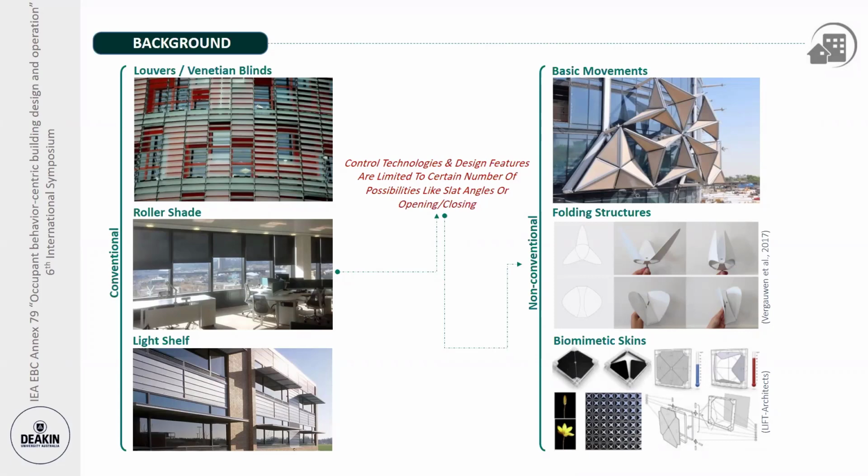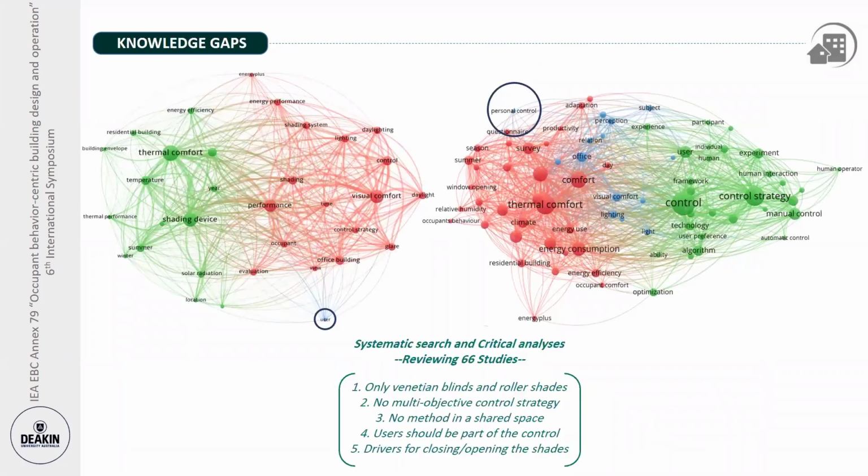In practice, there are two main control strategies: automatic and occupant-centric shading controls. After conducting two different critical analyses for 66 studies, the top 5 knowledge gaps are outlined here. As the main finding, there is no control method in a shared working space that allows individual users to adjust the shading system based on their demands and desires.